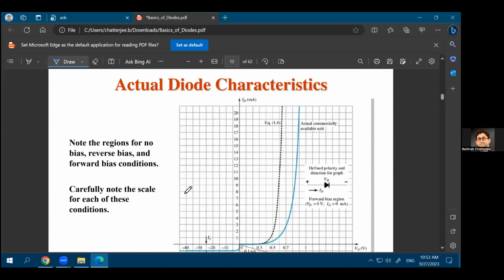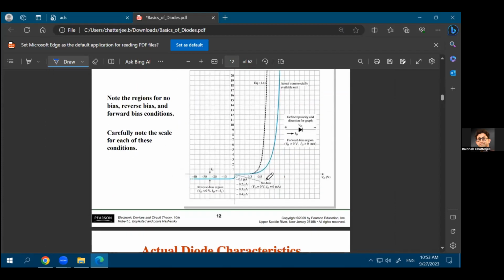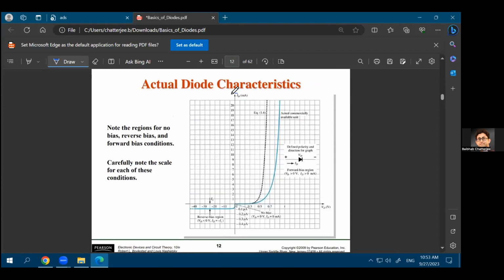Now, what this means is that in forward bias, let's say this curve represents the diode current on the y-axis and the diode voltage on the x-axis. Toward the right side, we are applying more and more positive voltage. Toward the left side, we are applying more and more negative or reverse bias voltage. So the right side is the forward bias voltage application. The left side is reverse bias voltage.